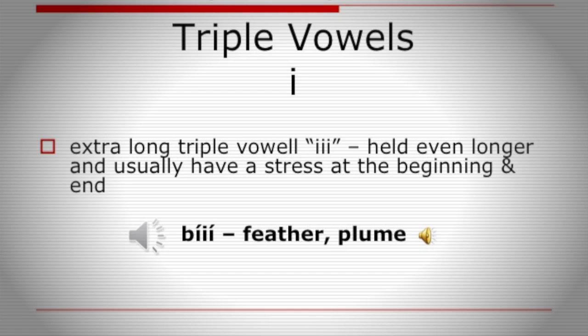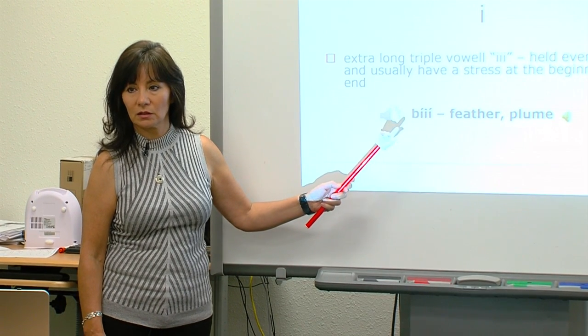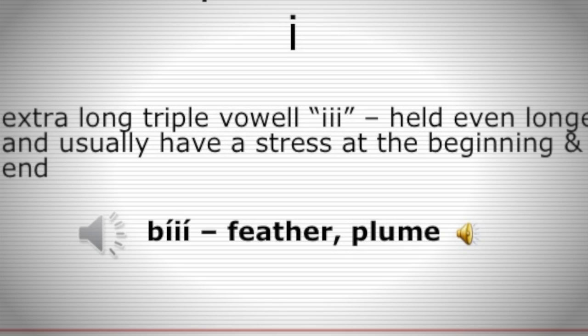Okay, listen to this one. This is a good audio. Triple vowel. Three I's together, held even longer, and usually has a stress at the beginning and the end. Not all dictionaries have those stress marks. That's why I like that one dictionary from Berkeley. So let's listen to this one. It means feather or plume.